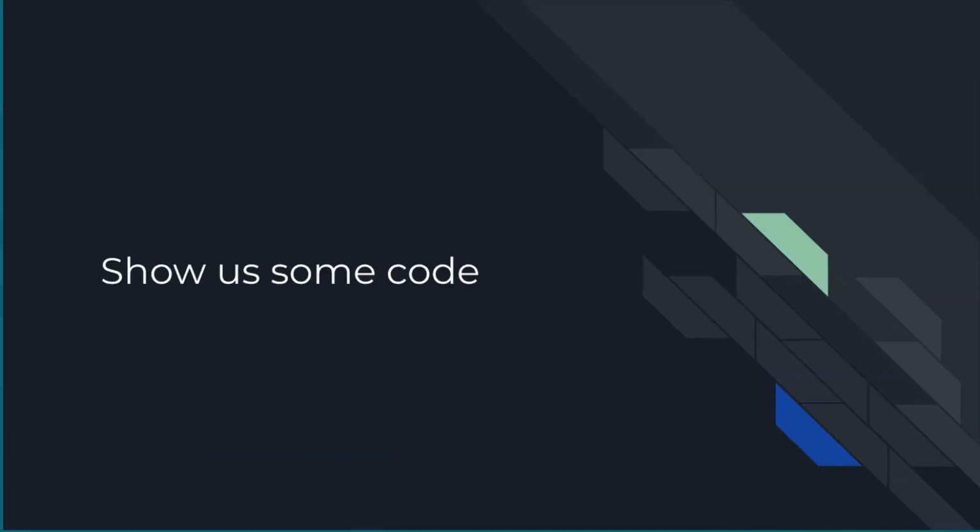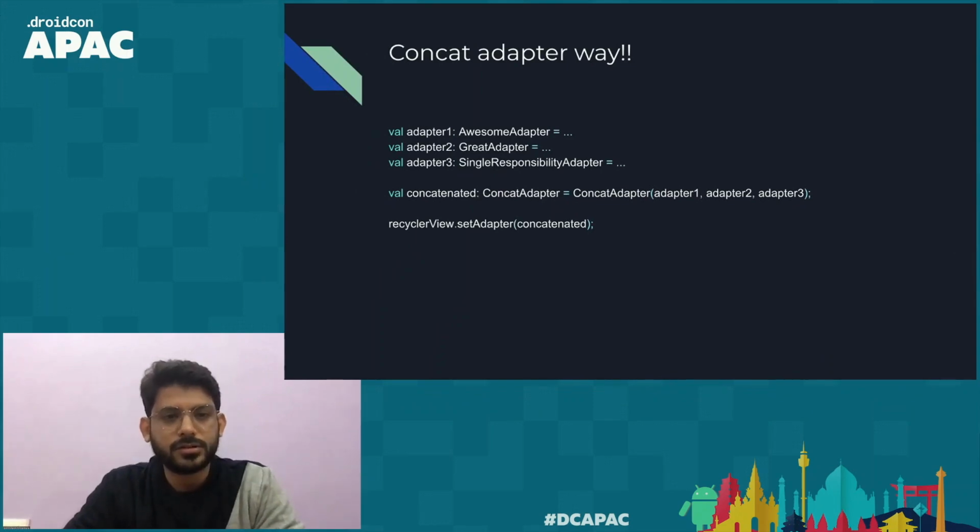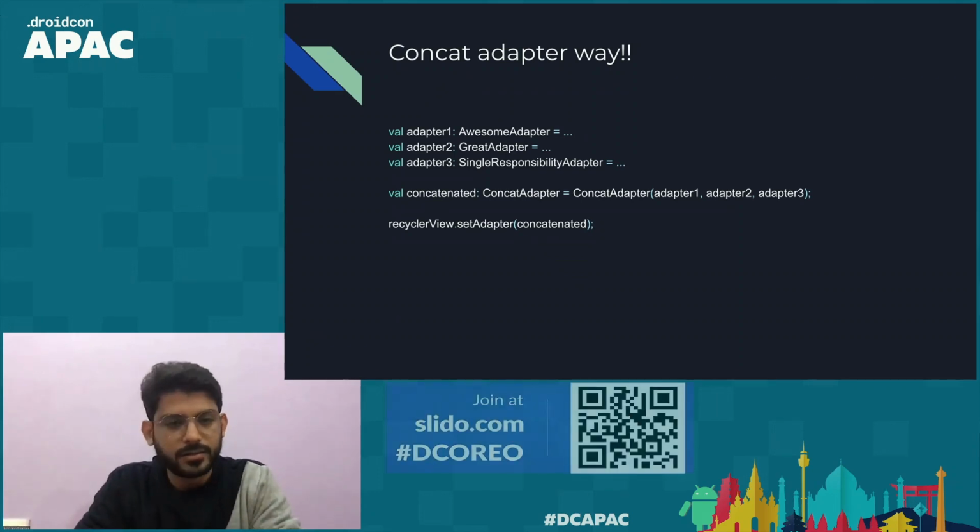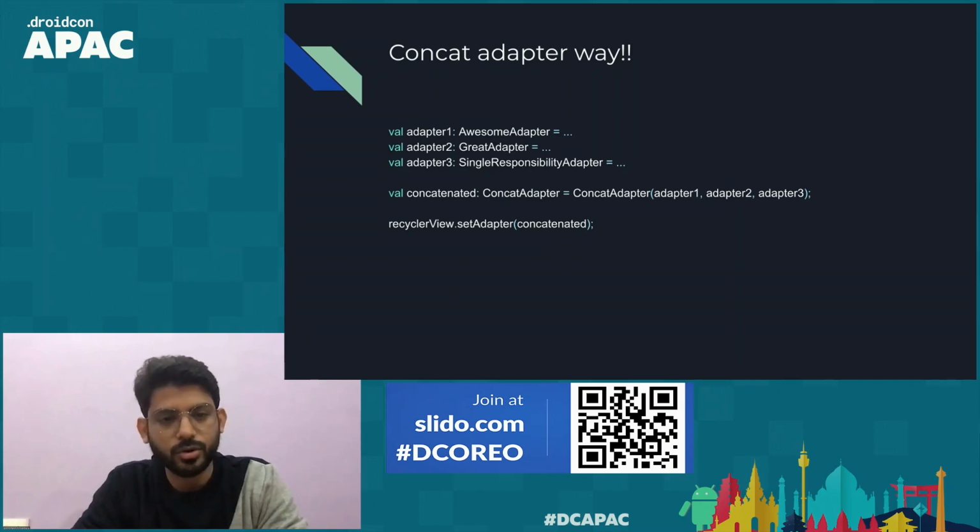So let's look at some of the code. If we have to do the earlier example the ConcatAdapter way, we'll have an awesome adapter, then a great adapter, then a single adapter, and then we just pass all of them to the ConcatAdapter, set it on the RecyclerView, and you're good to go.